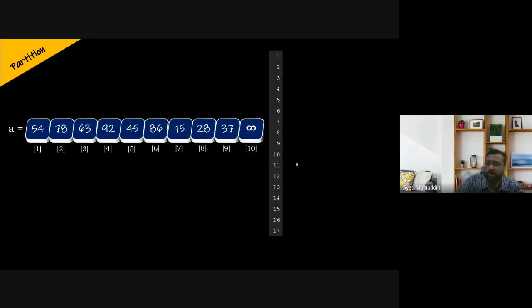Now let us look at the partition algorithm. It's called partition. It takes three parameters. First is the array A, the next parameter is M, and the third parameter is P. Now we'll come to know what this M is. M will be pointing to the first element of the array, that is the index. P will be pointing to the last element.